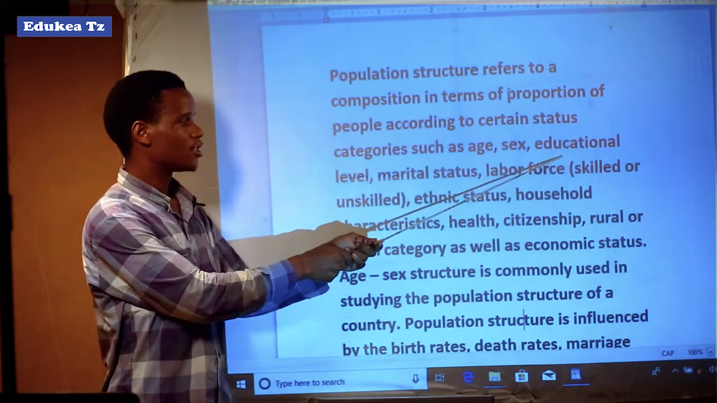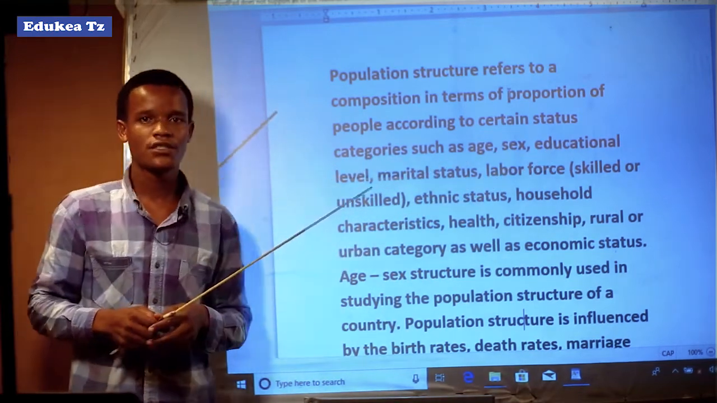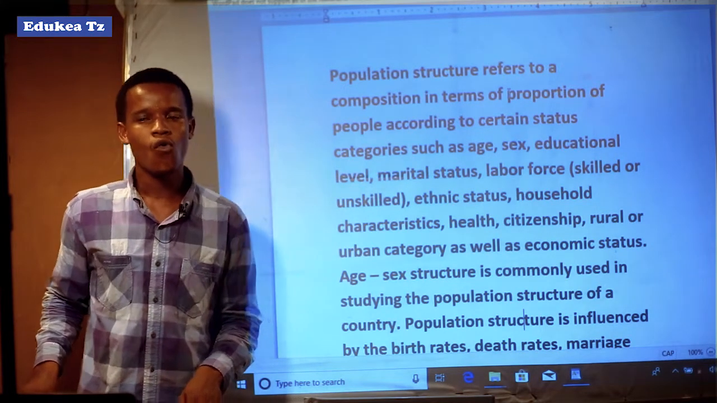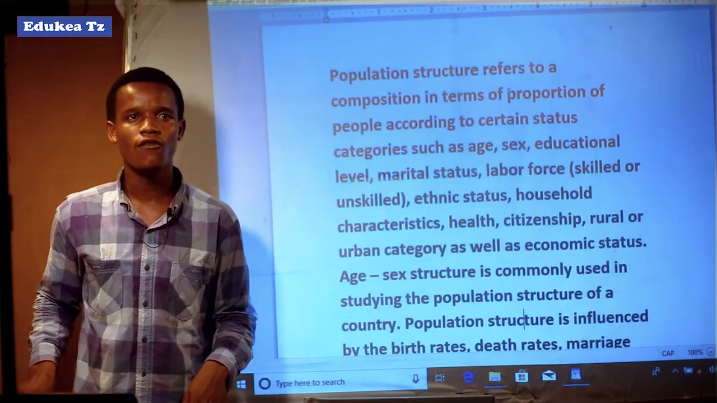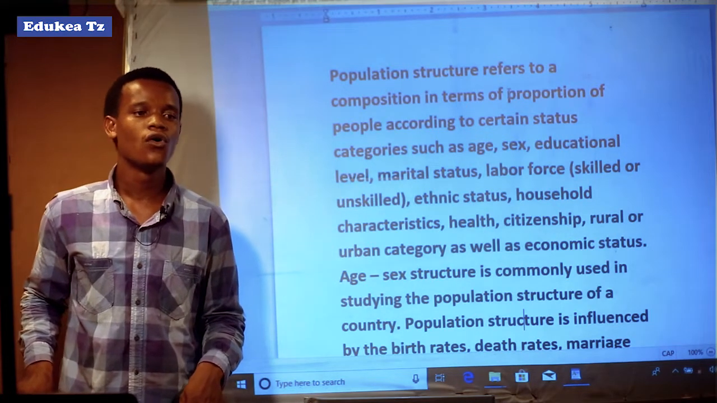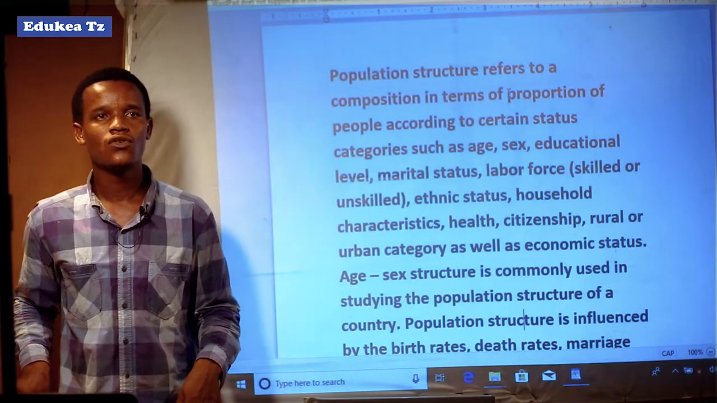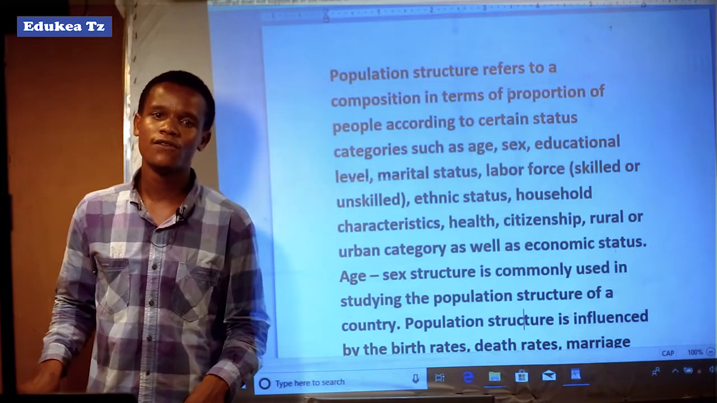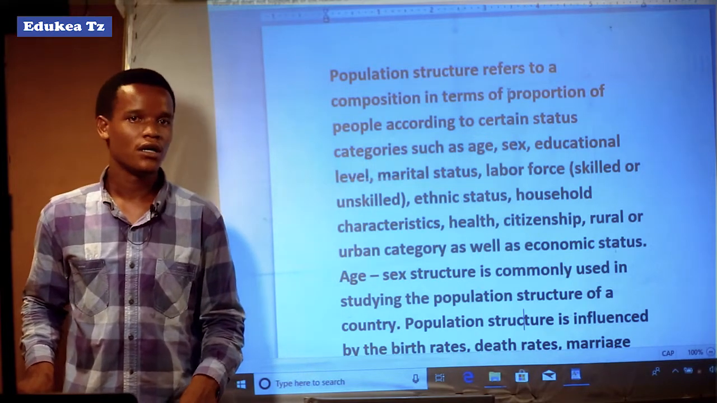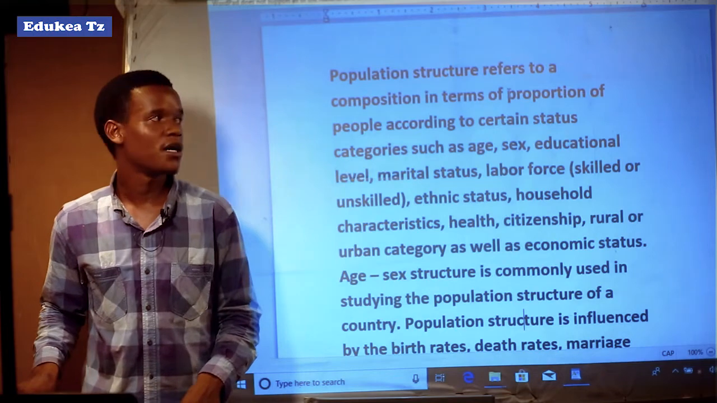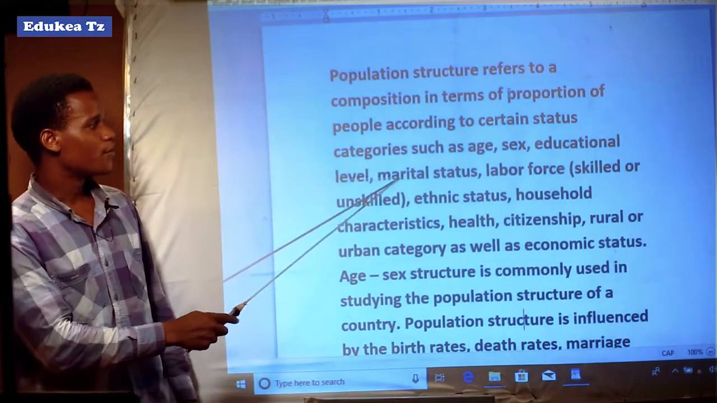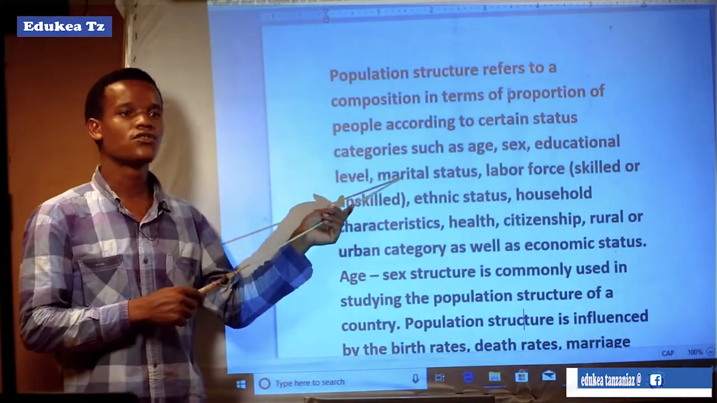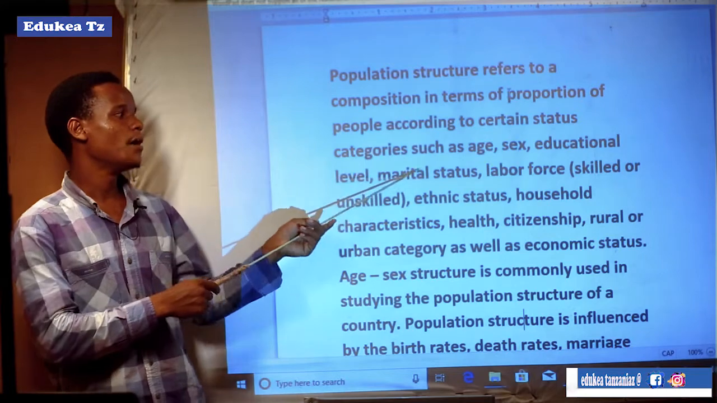Another is educational level. Here we are going to see those who reached different levels of education. There are those who reached up to university level, those who have O-level certificate education, and others who end up at primary level. Another proportion is marital status. Here we are going to see those who are married and those who are not married.